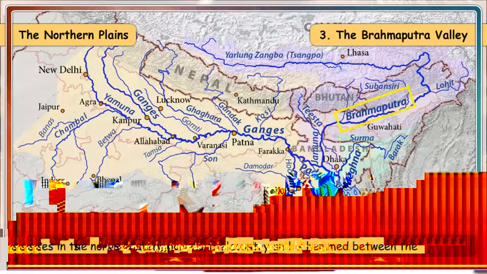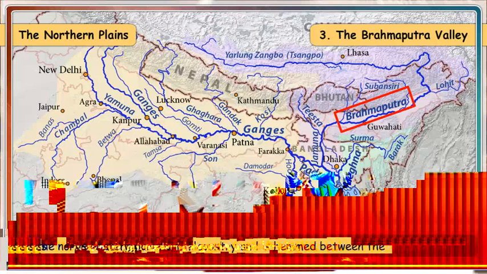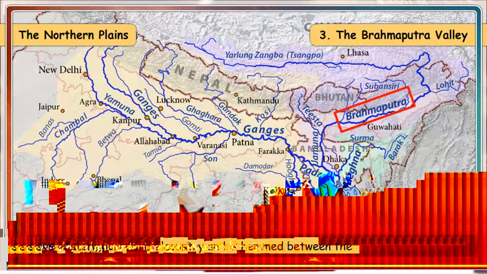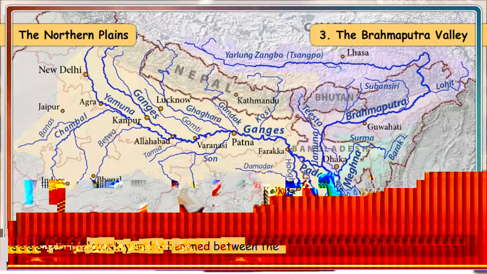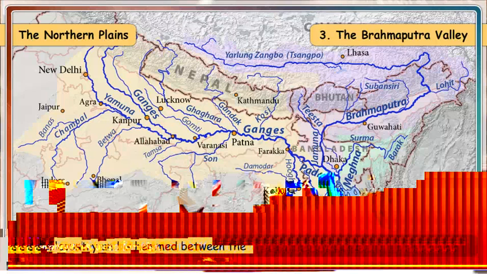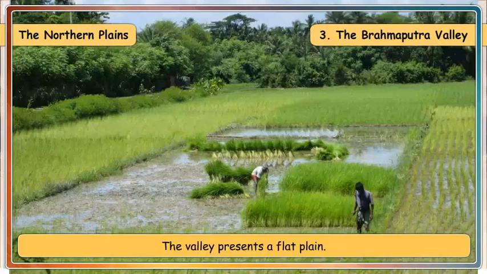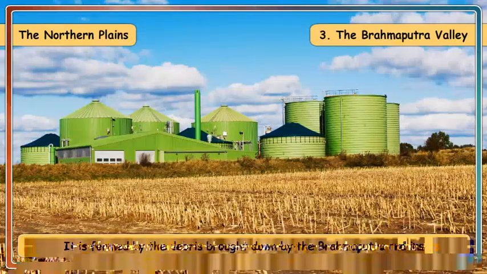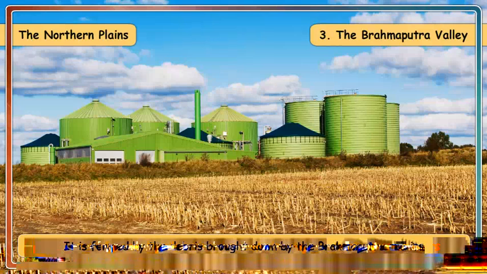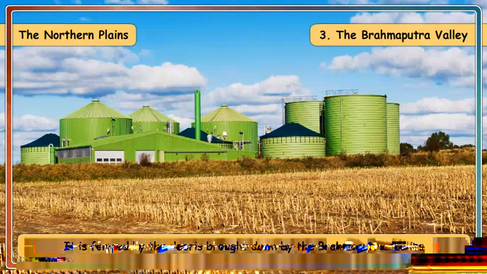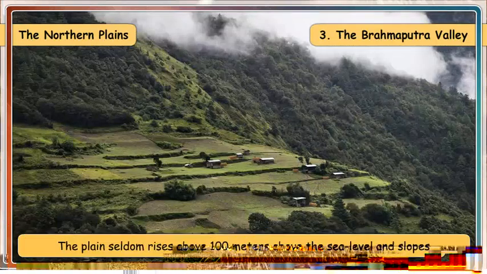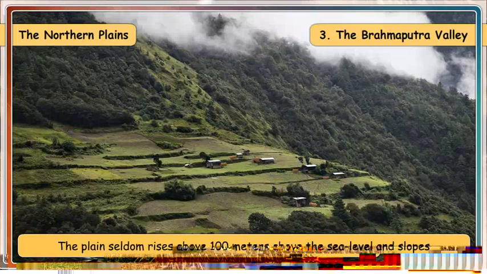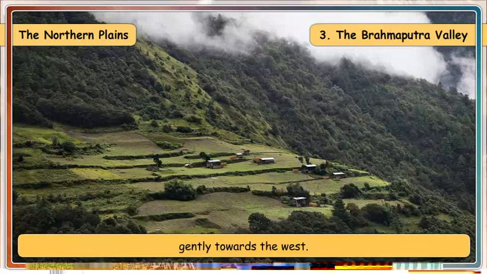The Brahmaputra Valley. It lies in the northeastern part of the country and is hemmed between the Arunachal Himalayas on the north and the Meghalaya Plateau on the south. The valley presents a flat plain. It is formed by the debris brought down by the Brahmaputra and its innumerable tributaries. The plain seldom rises to more than 100 meters above the sea level and slopes gently towards the west.